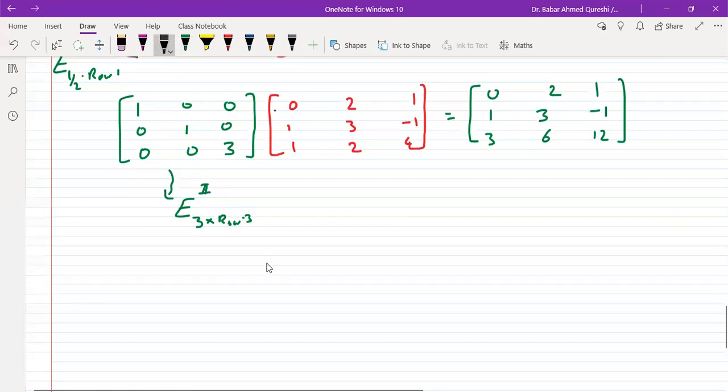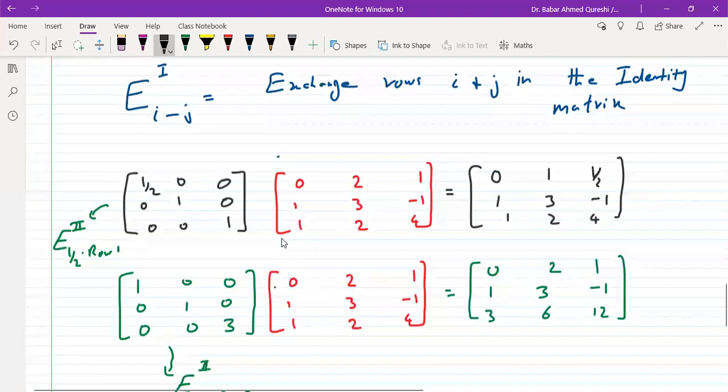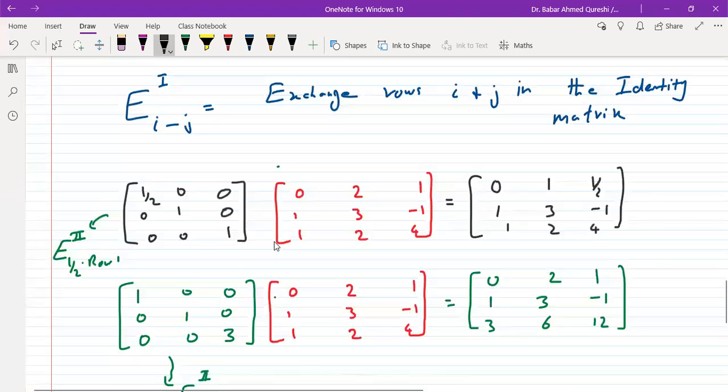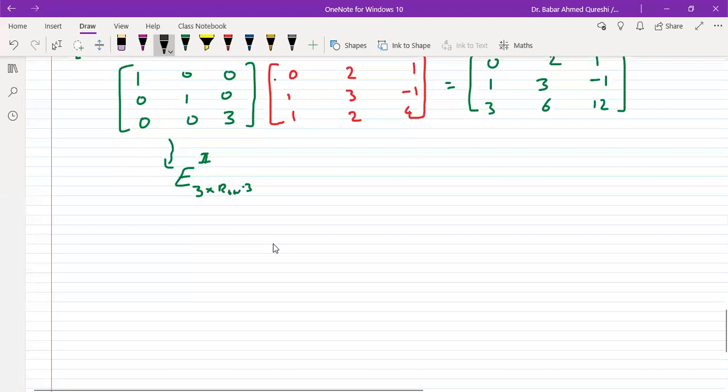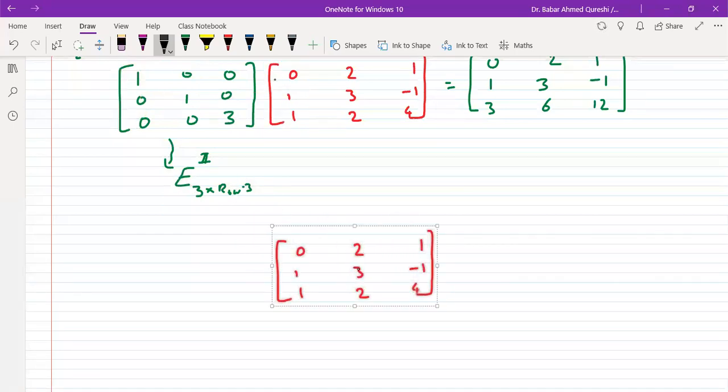Then the last operation, which we are interested in, is adding one row, multiplying a row with a number and adding it to some other row. So for example, if I want to add -1 times the second row to the third row, how can I do that using the matrix?